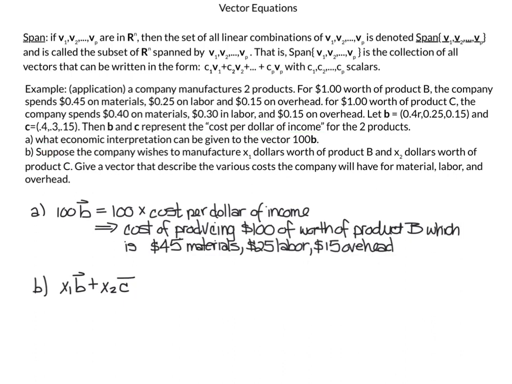For part B, the company wishes to manufacture x1 dollars worth of product B and x2 dollars worth of product C. Give a vector that describes the cost. Well, B is the vector associated with the cost of product B. So if you want x1 dollars worth of product B, that would be x1 times B. And x2 dollars worth of product C will be x2 times the vector C, which is the cost per $1.